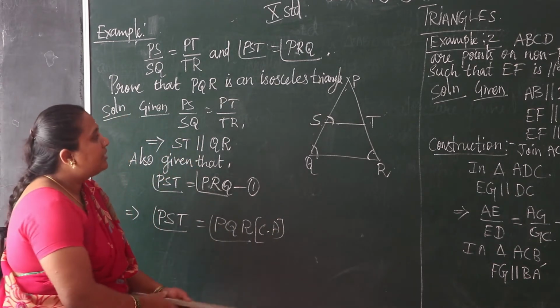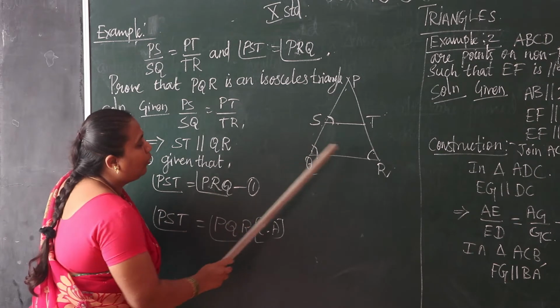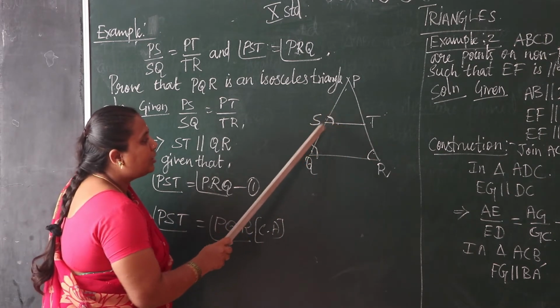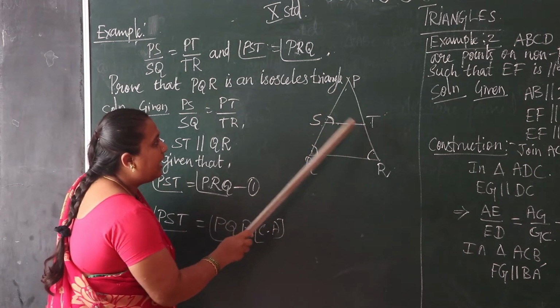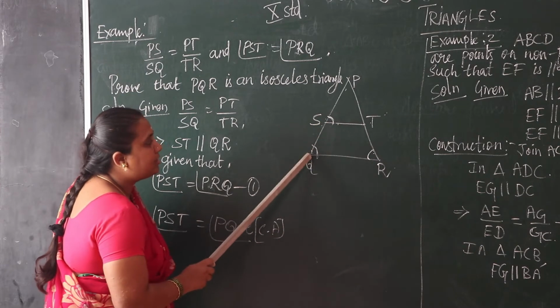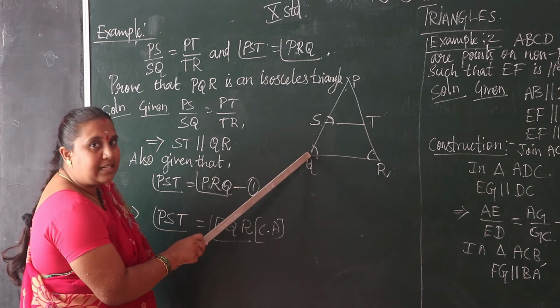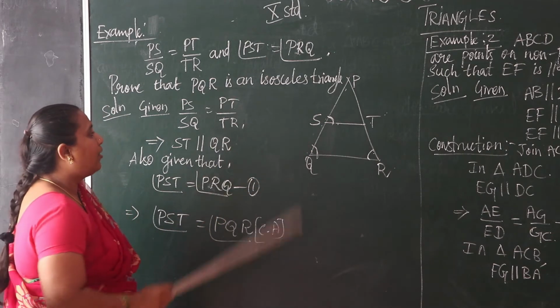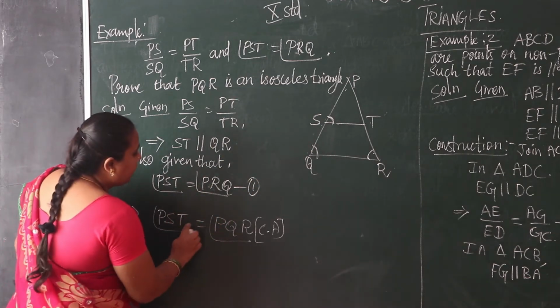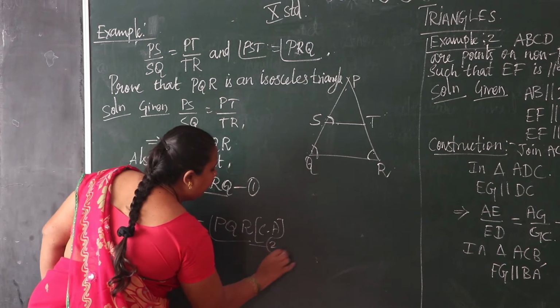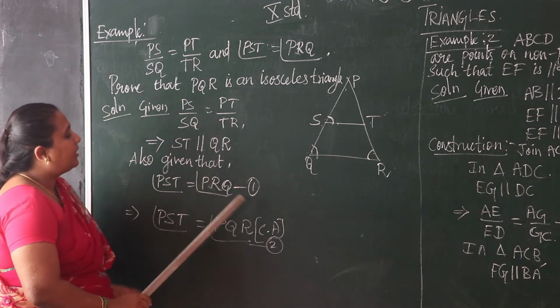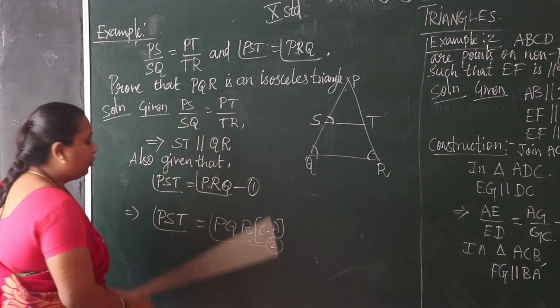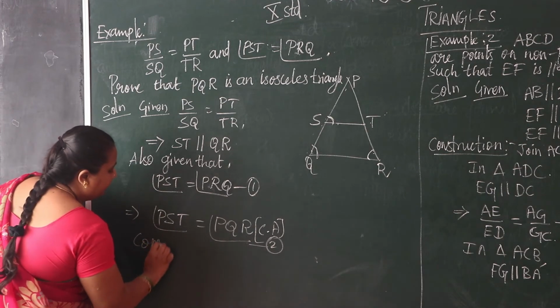So see, ST is parallel to QR, which means we can say these two angles, that is PST and PQR, on the parallel lines are corresponding angles. So angle PST equals angle PQR. This is equation number 2. So now we are comparing equation 1 and 2.